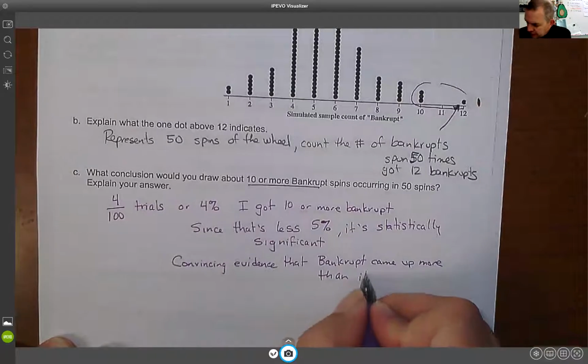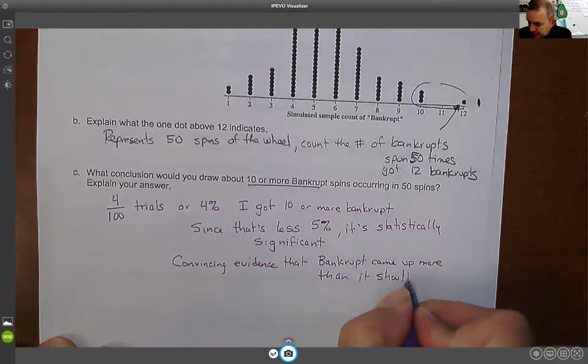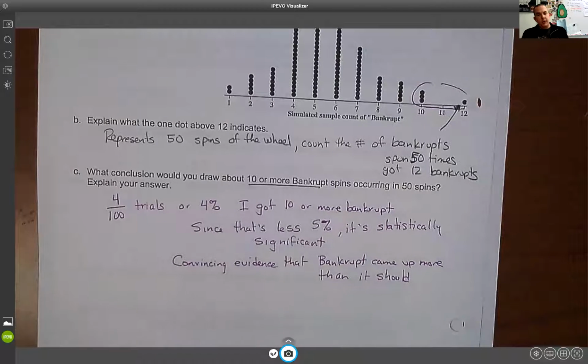Again, the magic number is always 5%. 5% is kind of our tipping point. If something happens more than 5% of the time, that's not significant. Basically, what it would be saying is if I had done the simulation and I had come up with that 8 times out of 100, bankrupt came up 10 or more times, I would say not a big deal, because again, it happened 8% of the time in this simulation by random chance. Since it's less than 5%, this is when we're talking statistically significant.